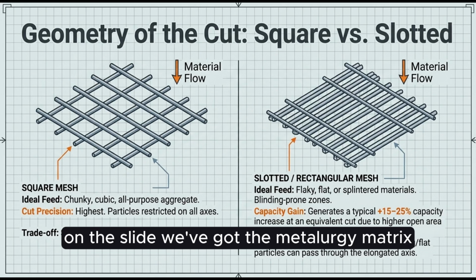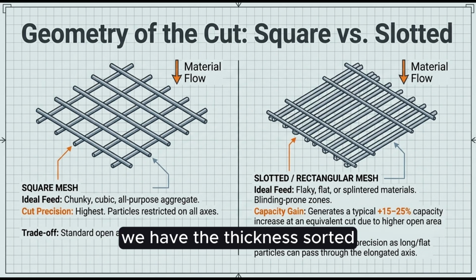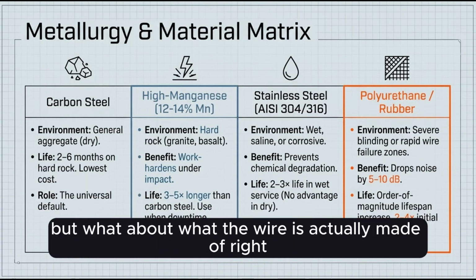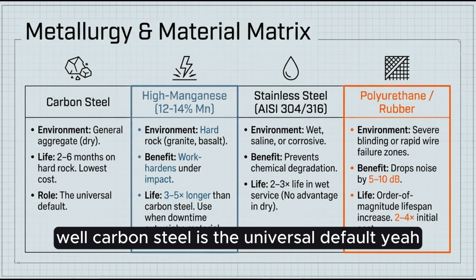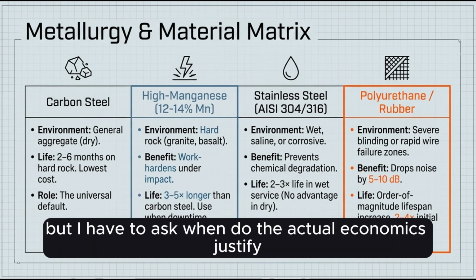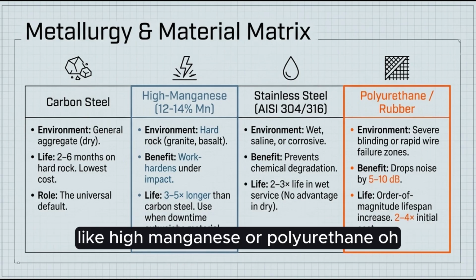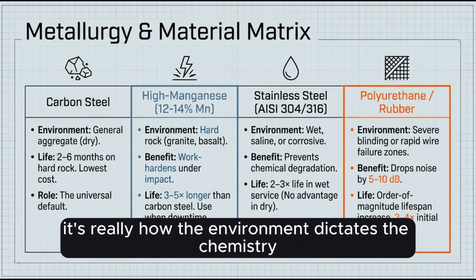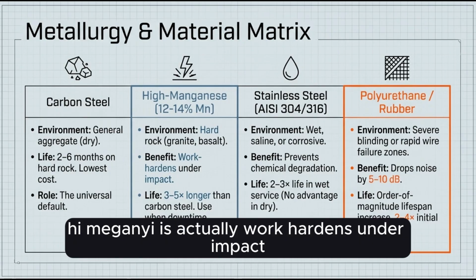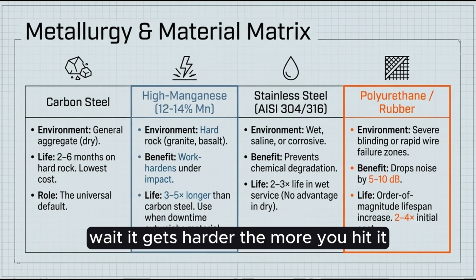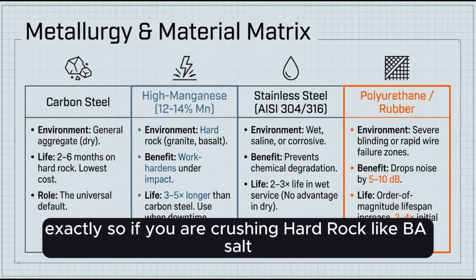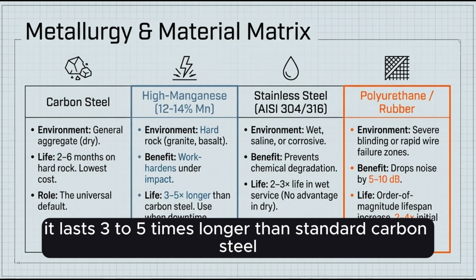On this slide, we've got the metallurgy matrix. We have the thickness sorted, but what about what the wire is actually made of? Well, carbon steel is the universal default. But when do the actual economics justify upgrading to something exotic, like high-manganese or polyurethane? That's fascinating. It's really how the environment dictates the chemistry. High-manganese actually work-hardens under impact. Wait, it gets harder the more you hit it? Exactly. So if you are crushing hard rock like basalt, it lasts 3 to 5 times longer than standard carbon steel.